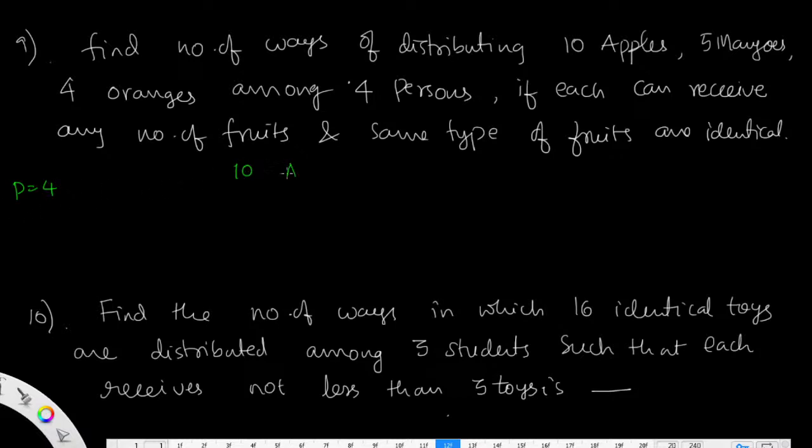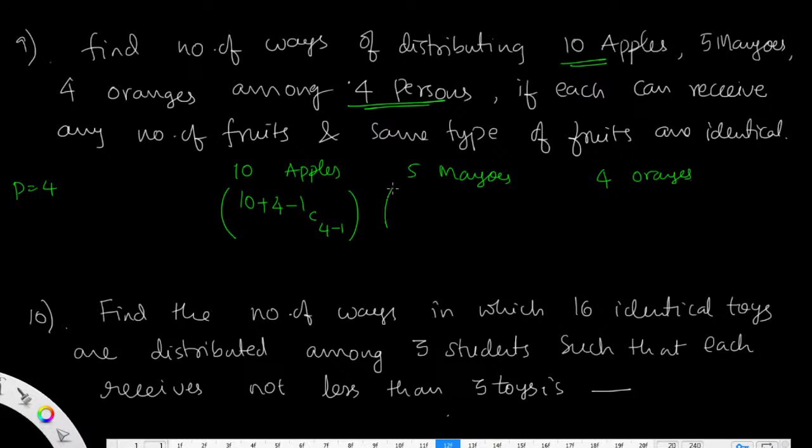So how many we have? 10 apples and then 5 mangoes and then 4 oranges. So by using the Beggar's formula, 10 plus number of persons are 4. By using the 10 apples, that is 10 plus 4 minus 1, C 4 minus 1. This is the first option. And the second option is next one is 5 plus 4 minus 1, C 4 minus 1. Next using the 4 oranges, then 4 plus 4 minus 1, C 4 minus 1.